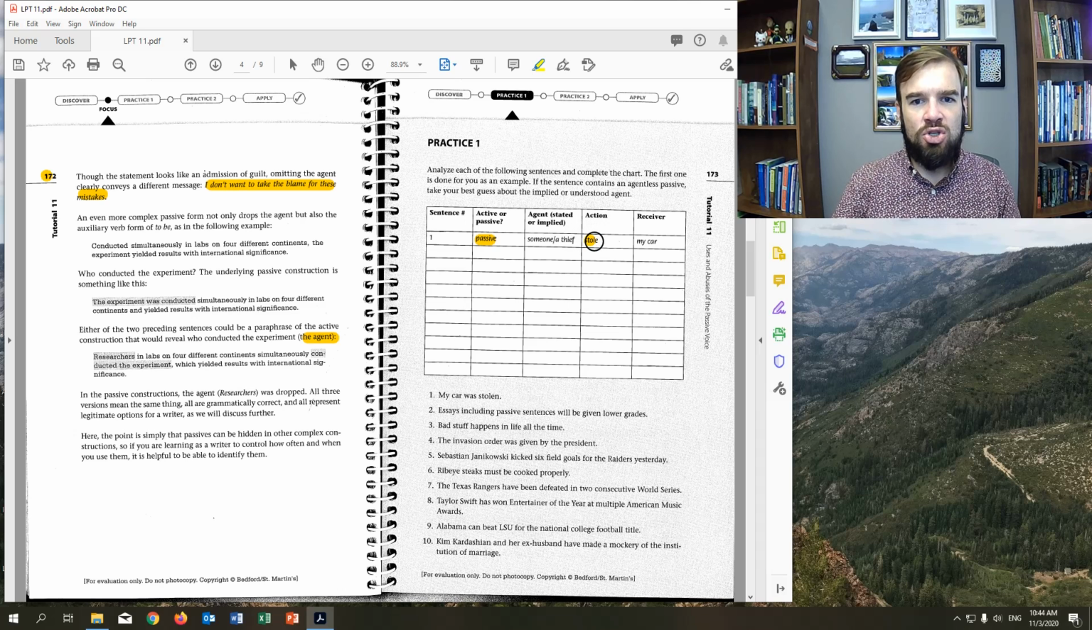What was the action? Stole. And what was the receiver? My car. So how about number 2? "Essays, including passive sentences, will be given lower grades." Active or passive?